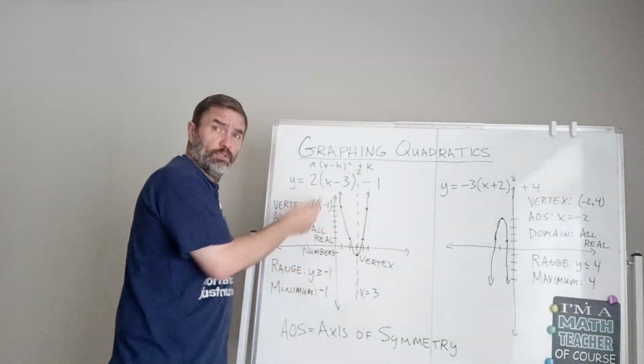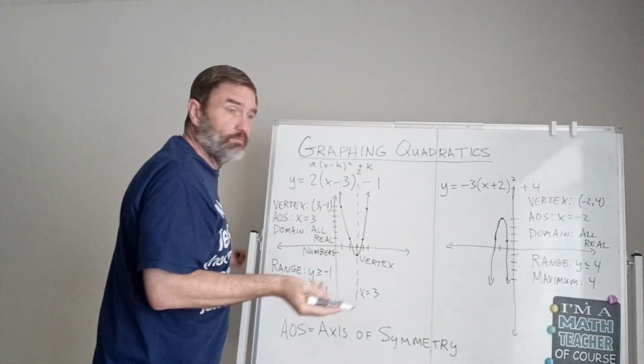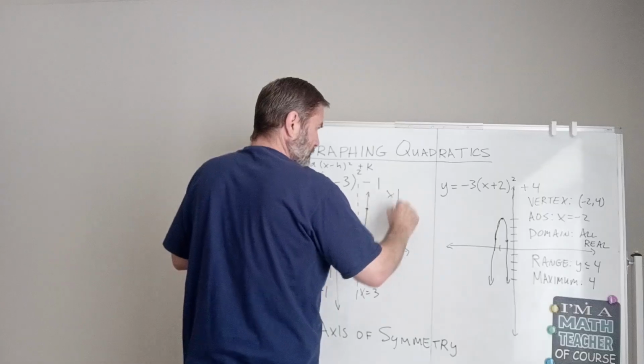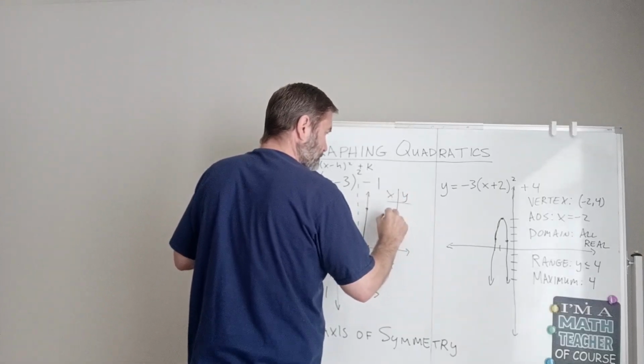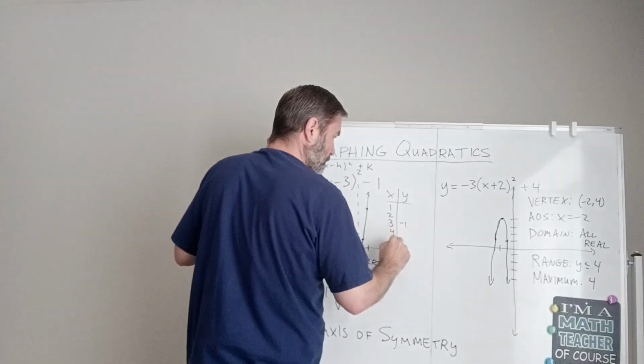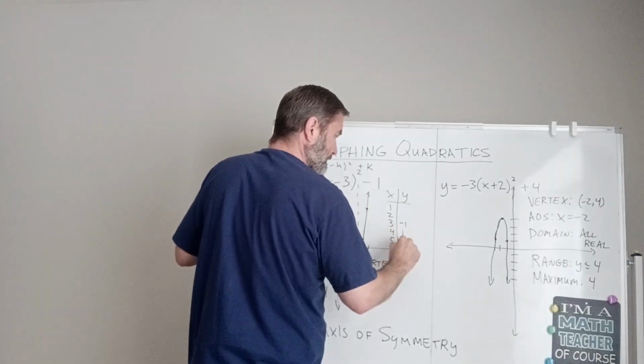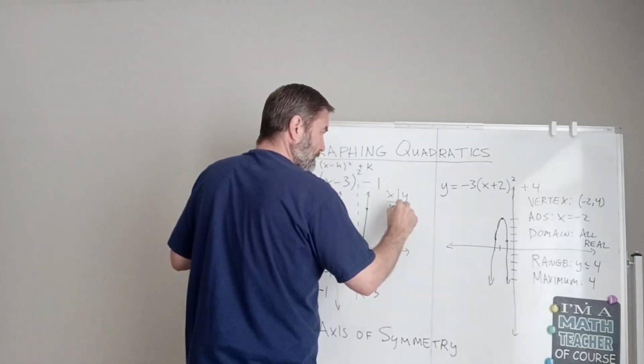You can remember the pattern, or you can just plug the numbers in and do your XY table. If you did the XY table, it would look like this. We have our vertex, which is (3, -1). We did 2, 1, 4, 5. We came up with 1 there and 7 there just by plugging in the math. And then they mirror like that.